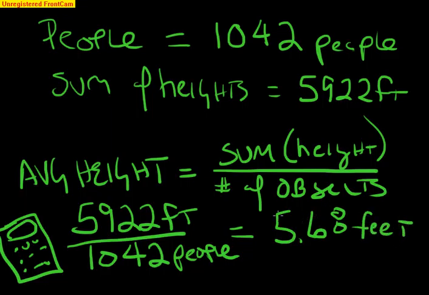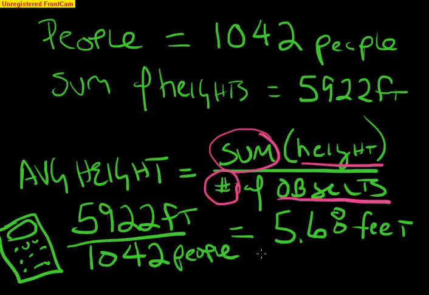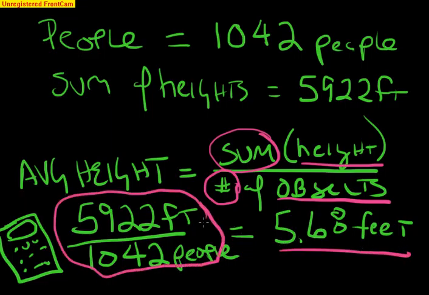Right? So, if we want to find an average, we need to find the sum of what it is we're trying to average, and then we need to find the number of the objects that are in that set. We do the division, and we'll come up with an average.